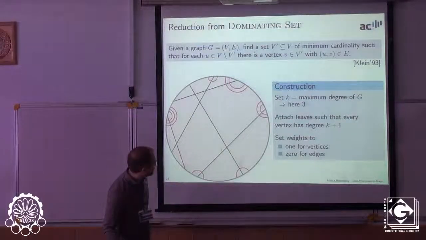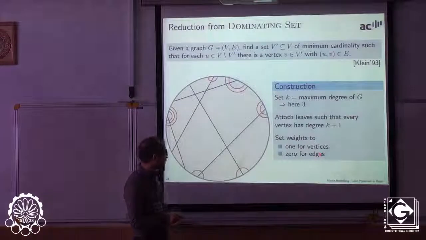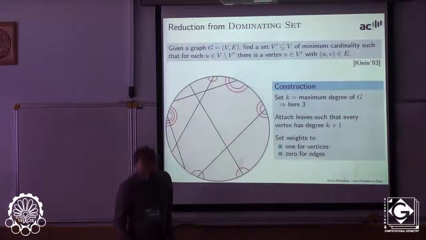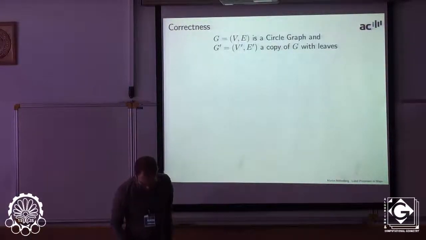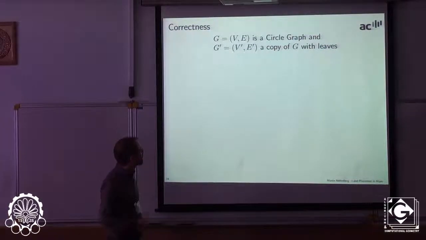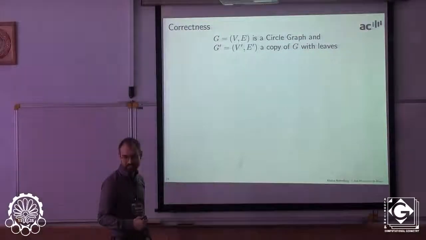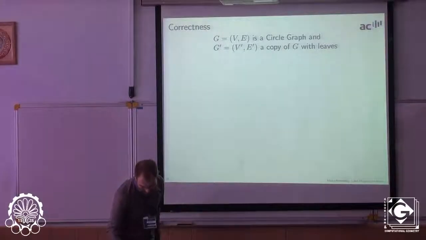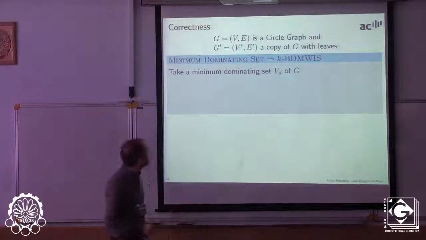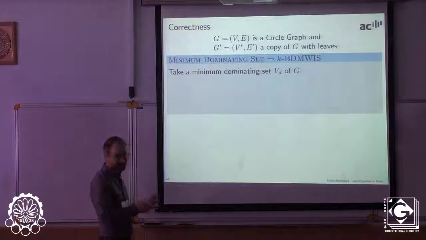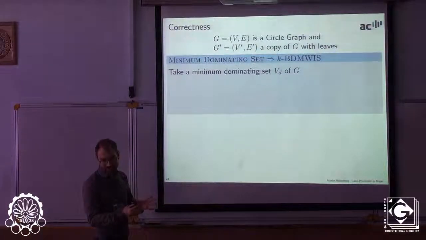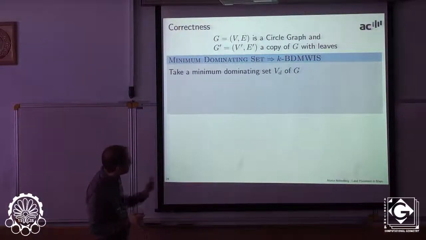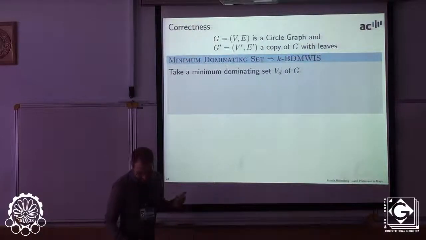And then we set the vertex weights to be 1 for the vertices and 0 for the edges in our reduction. And now, to show that this reduction actually works, we take our circle graph. We have G prime to be the copy of the graph, but additionally having some leaves so that all the internal vertices have the same degree. And then we need to show that if we have a minimum dominating set, it corresponds to a solution to our K, BDM, whatever problem, and vice versa.